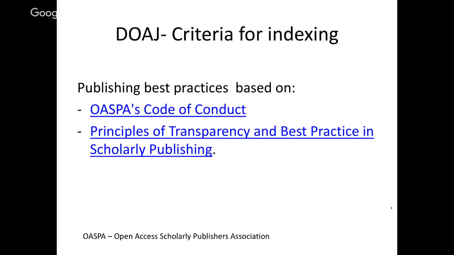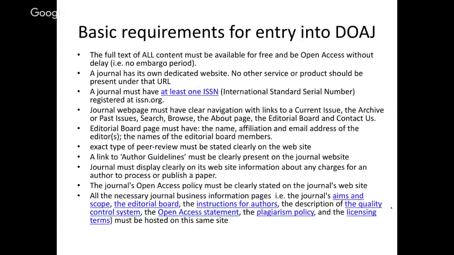So I will continue. What these principles of transparency and best practices translate into is some basic requirements for entry into DOAJ. So this is quite a lengthy slide. Some of the basic requirements for a journal to be indexed in DOAJ go like this. They should have an open access policy, which should be clearly stated on the journal website. They must have at least one ISSN, which is registered at issn.org. The full text of all the content must be available for free and open access. There should be no embargo.